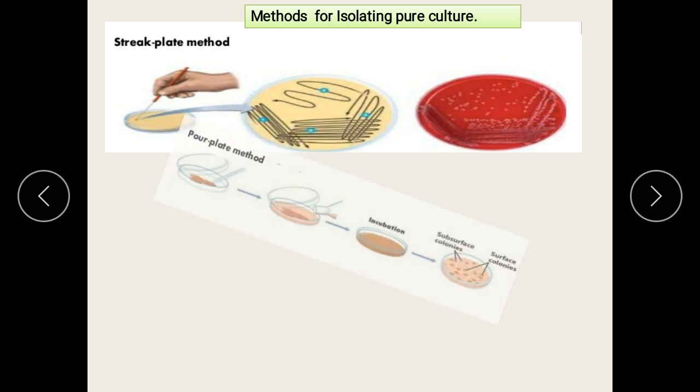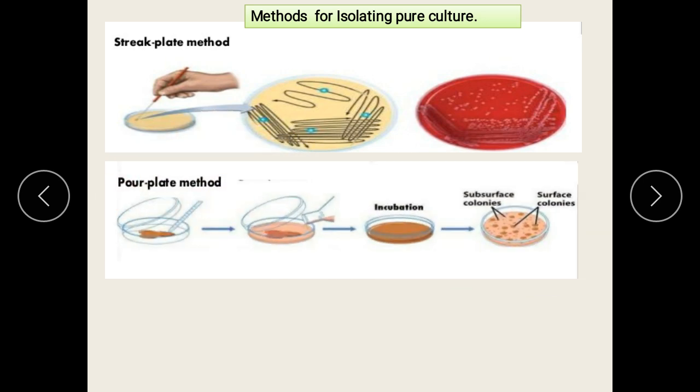The second method is the pour plate method. In this, the mixed culture in the form of broth is poured into a plate. Above that, the medium is poured and incubation is carried out, and after incubation the colonies are observed. Some subsurface colonies are observed, and there are also colonies present on the surface, because firstly the suspension is taken up, and over that the medium is poured. That's why both types of colonies can be studied. This is the advantage of the pour plate method.